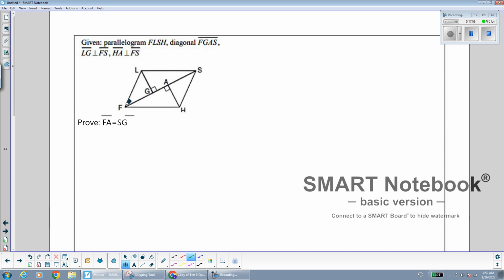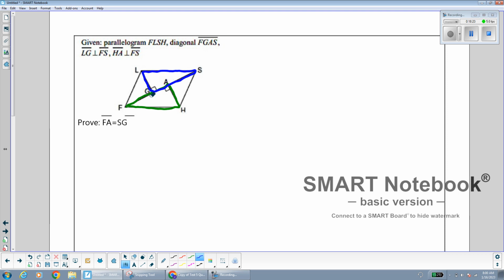So here is FA, and I see that FA is a side of this triangle here. And SG right over here, and I see that it's a side of this triangle here. So if I can prove these two triangles congruent, then using CPCTC, I can say that FA and SG are also congruent because they're sides of these two triangles. So that's kind of my plan.